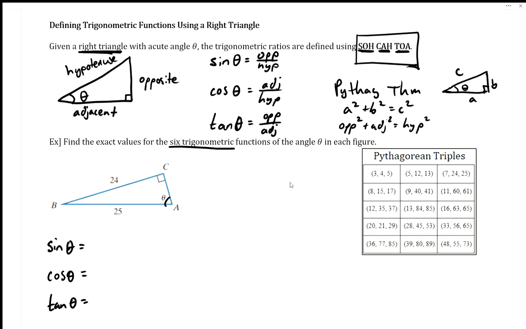And then let's get the reciprocals. Cosecant of theta will equal something. Secant of theta will equal something, and then cotangent of theta will equal something, which is just flipping our three answers to the left there.